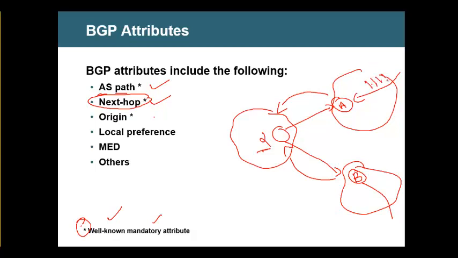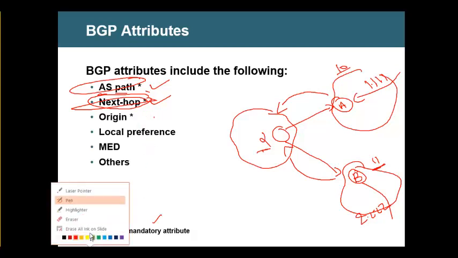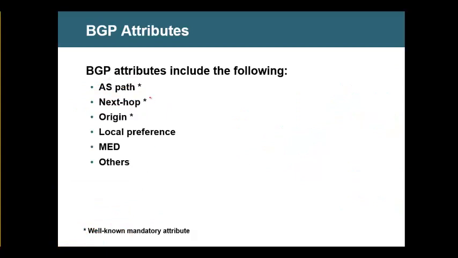Let's say 1.1.1.1 is coming this way, 2.2.2.2 is coming this way. For alpha router, the AS path to reach 1.1.1.1 is autonomous system 10. The AS path to reach 2.2.2.2 is autonomous system 11. And the next hop to reach 1.1.1.1 is A. Next hop to reach 2.2.2.2 is B. That is about the next hop.